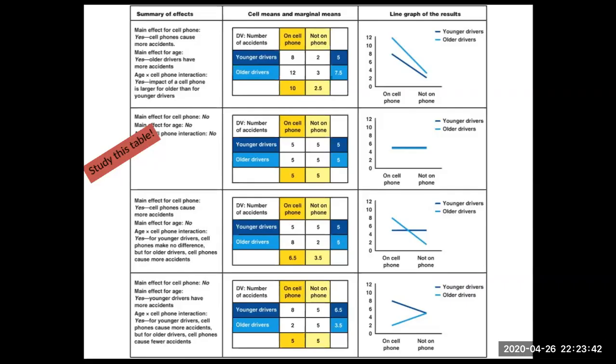For the second one, we have 5, 5, 5, and 5. Guess what? You're not going to see much of anything. One flat line.